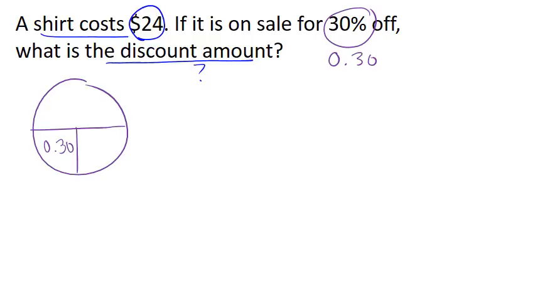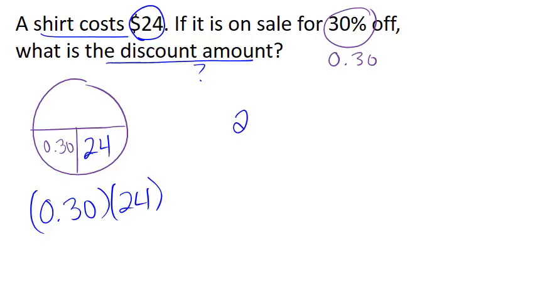Well, that's the whole amount I would have to pay, right? Whereas the discount is just a part that I don't have to pay. So the discount is part of the whole price. So 24 will be the whole. Remember, when numbers are next to each other, that means multiply. So what I'm doing is actually multiplying 24 and 0.3.